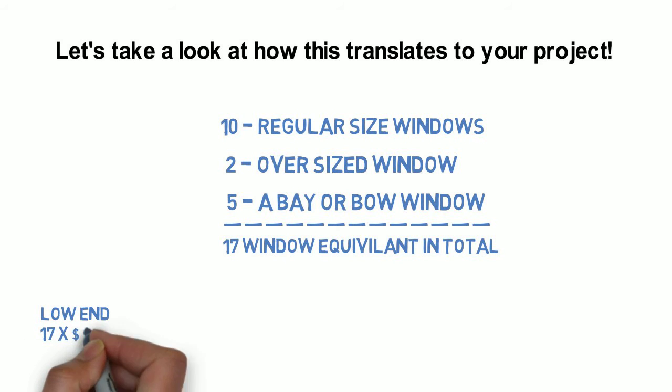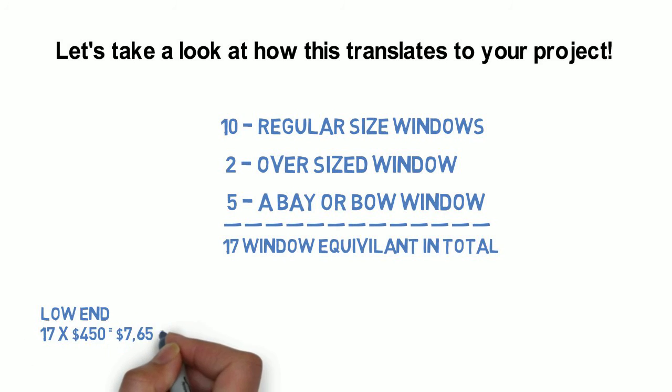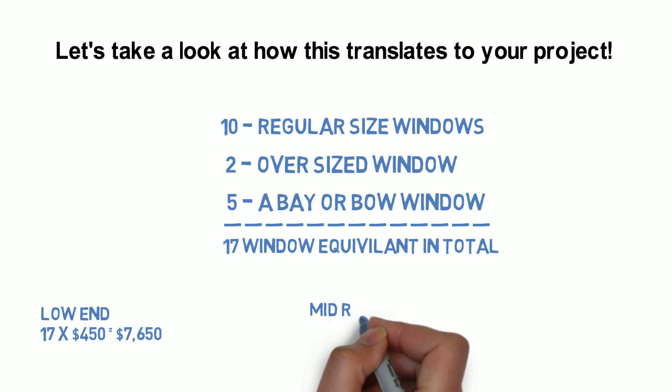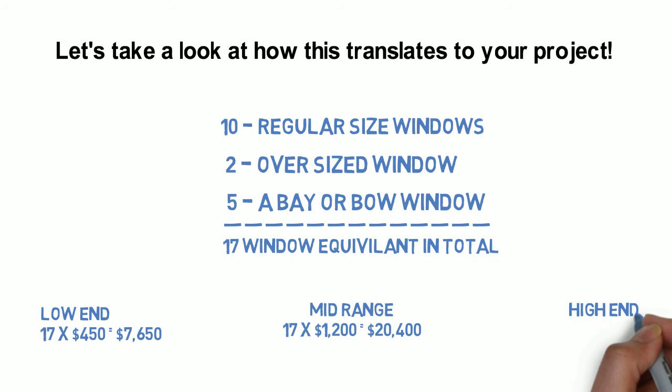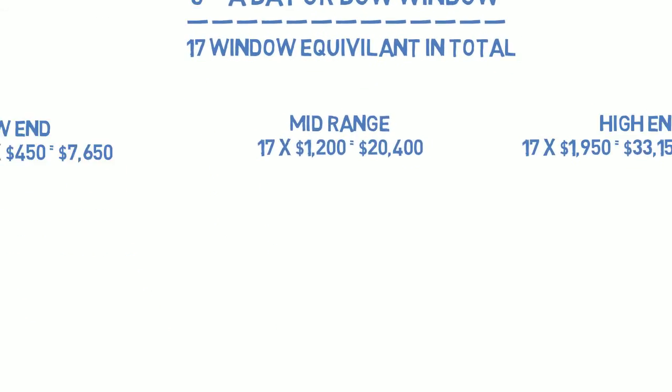On the low end, 17 times $450 comes out to $7,650. $7,650 on the low end, as cheap as you can expect to have your windows replaced in the U.S. In the mid-range, 17 windows times $1,200, you're looking at $20,400 being the median price you could expect to pay to replace your windows in the U.S. Now, on the high end, 17 times $1,950, you're looking at $33,150 at the ceiling of cost for replacing your windows.